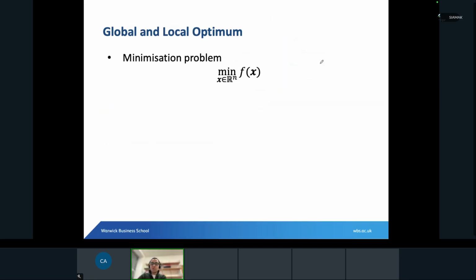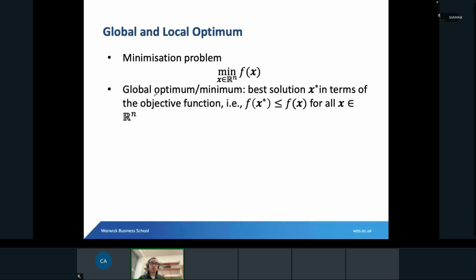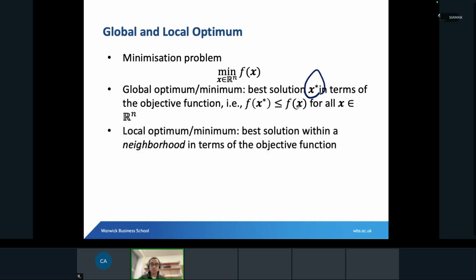Good. So a minimization problem can be written as this: minimization of f(x), where there is no constraint imposed on x, because x can be any real value in the n-dimensional space that we have. Global optimum or minimum is the best solution x star in terms of the objective function, which means that f of x star is always less than or equal to f of x, for all values of x, where x is in n-dimensional space.